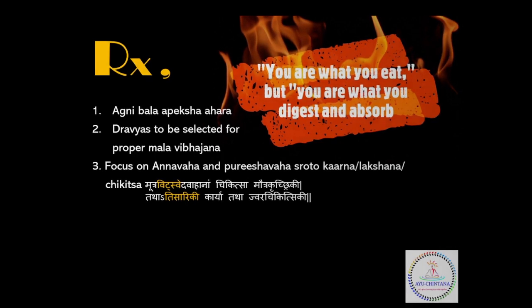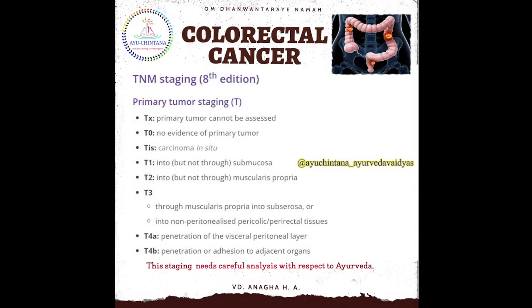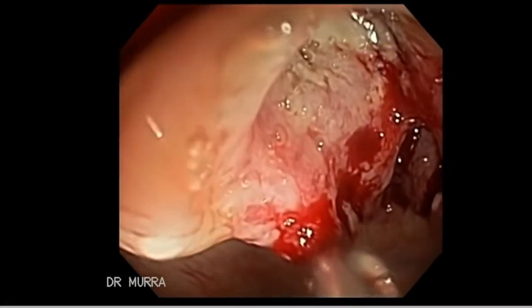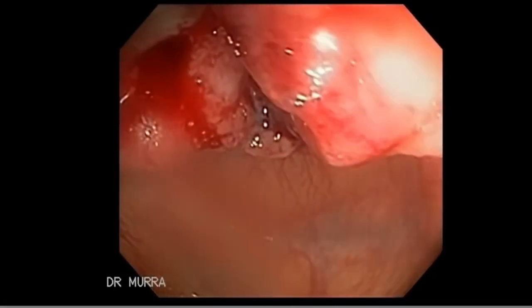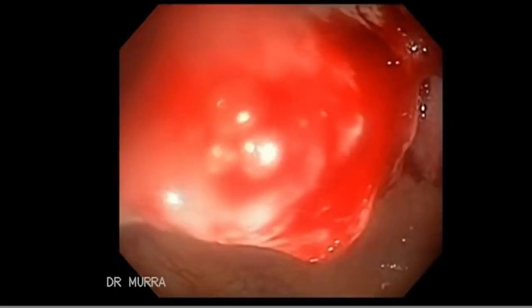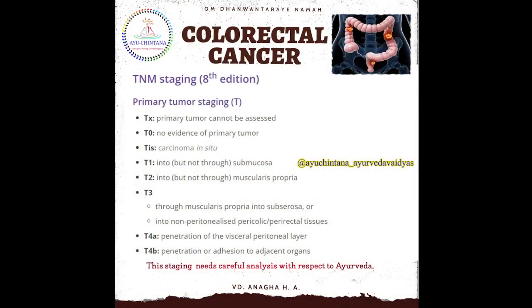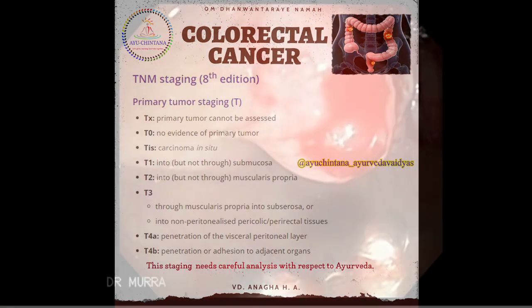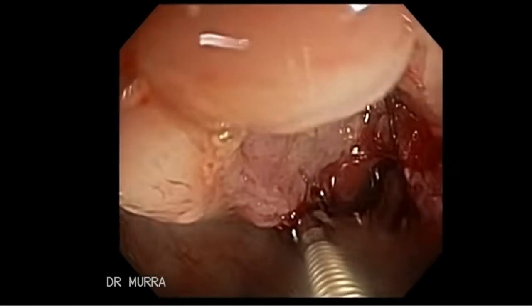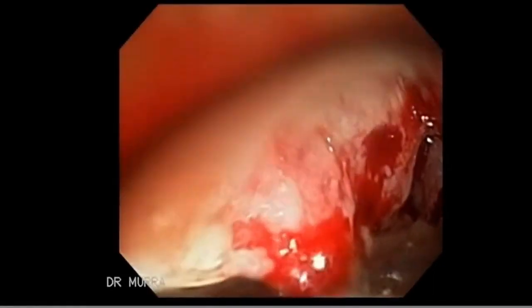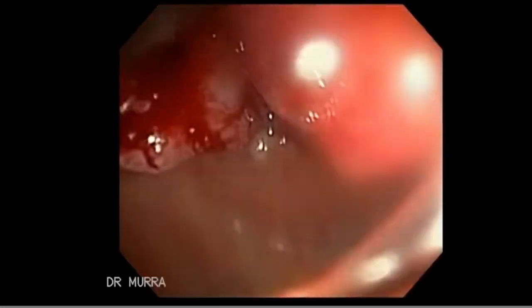Further, let's understand the TNM cancer staging now. Primary tumor staging. T stands for tumor. It varies from Tx to T4b. This staging needs very careful analysis with respect to Ayurveda. Primary tumor staging is clearly an anatomical view. At the first, the primary tumor cannot be assessed, and at the last, the penetration or adhesion to the adjacent organs, penetration of the visceral peritoneal layer, all these can happen. So there is a range of anatomical variations that can be identified through primary tumor staging.